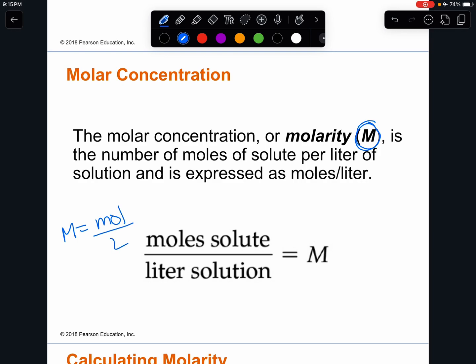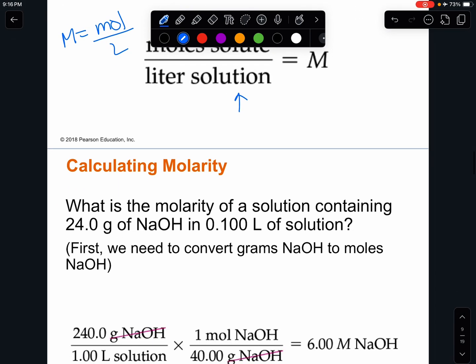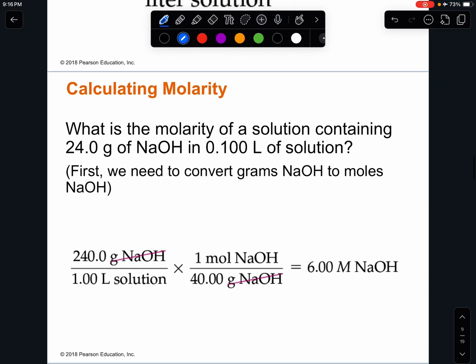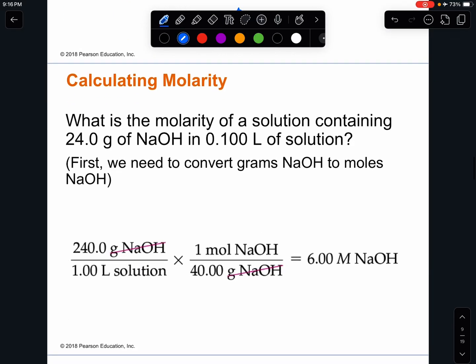And you're going to see it written like this, and I will provide you with this equation all the time. So moles over liters, so moles of the item dissolving over this total volume of what it's going into. Okay, has to be in liters. So let's go ahead and dive into an example here of how to use this in a calculation. What is the molarity of a solution that contains 24 grams of sodium hydroxide in a 0.1 liter solution?